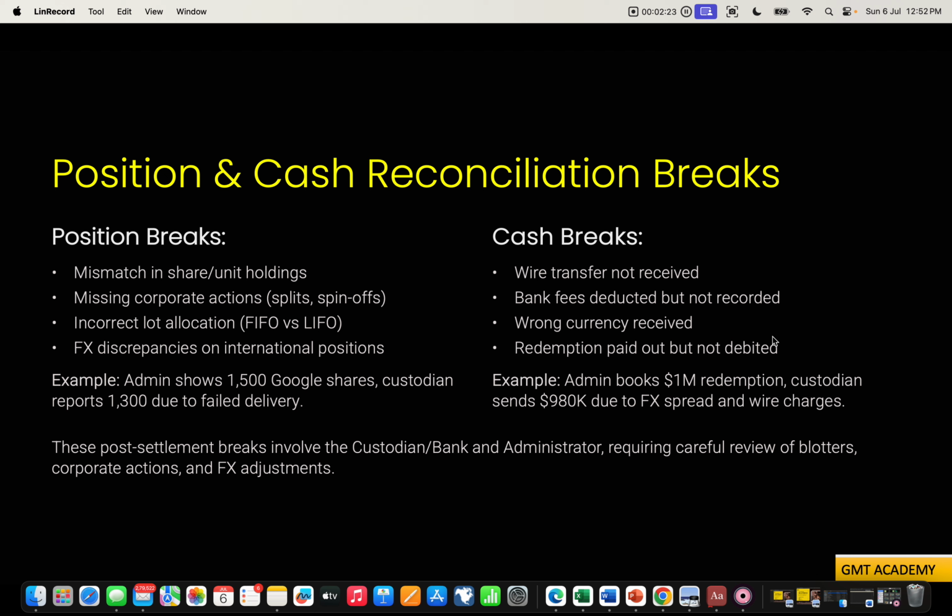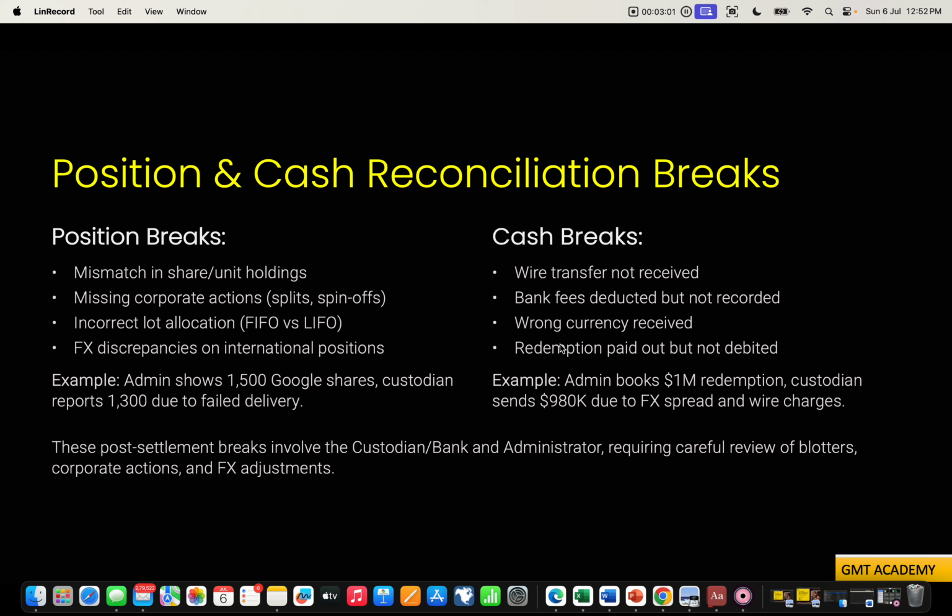But the position break occurs due to a mismatch in the shares and units you are holding, or due to a missing corporate action, maybe a spin-off or a split option, or incorrect lot allocation. Trades are booked in lot allocations, like 500 lots, 1000 lots, and the client will follow FIFO or LIFO. FIFO means first in first out, and LIFO means last in first out. So somebody will follow reverse, or somebody will follow from the top, and accordingly it will get delayed.